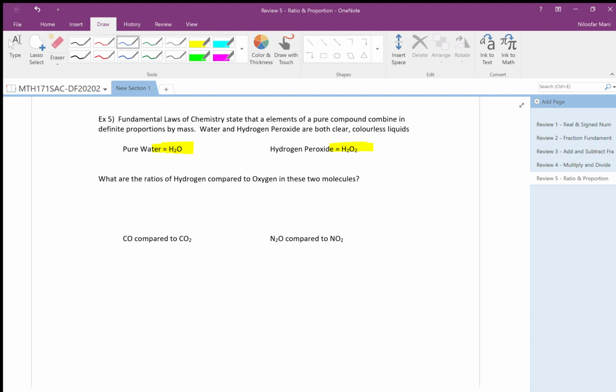So what is the ratio in H2O? Here in H2O, how many H do I have? 2. How many O? 1. So it's 2 to 1. By 2 I mean this, 2 to 1. I'm comparing. Here, how about H2O2? It's 2 to 2, which is like 1 to 1. I can cancel, I can simplify. So it means for 1 H I have 1 O. For 2 H I have 2 O. But for water, it's double.